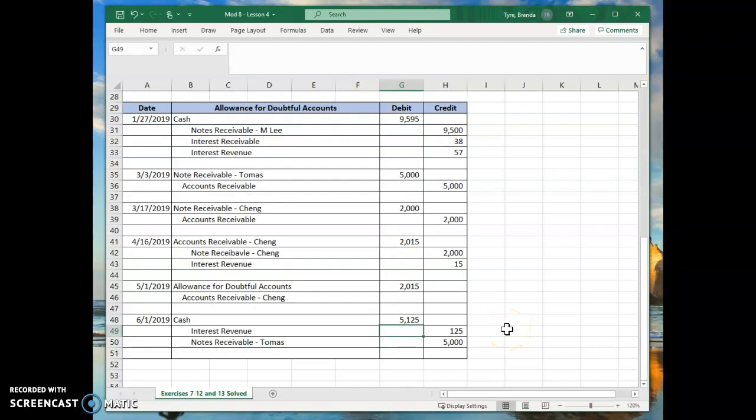Okay, hopefully you have a little better understanding of the note receivable, why we might take them, and how we calculate the interest, etc. on them. The next lesson will be our final lesson for this module.